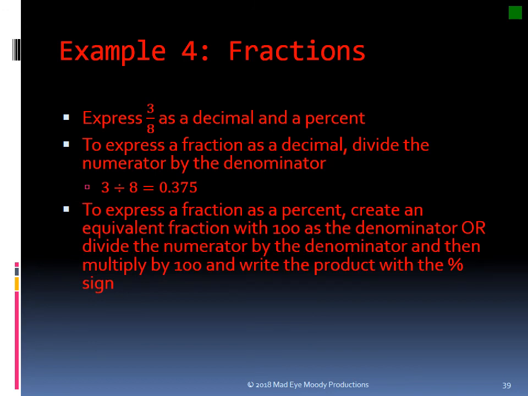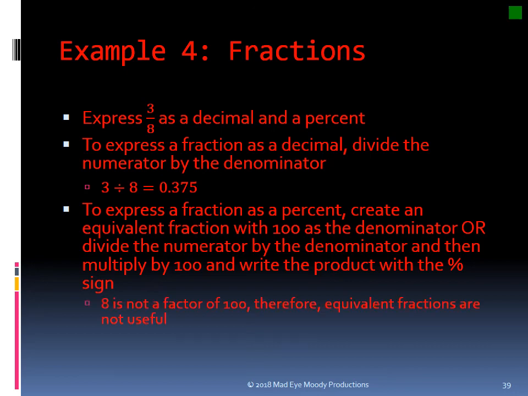To express a fraction as a percent, you have 2 choices. If your denominator is a factor or a multiple of 100, so 2, 4, 10, 20, 25, 50, 100, 200, 300, 400, then you can create an equivalent fraction with 100 as the denominator. If your denominator in your original fraction is not a factor or a multiple of 100, then you're going to want to divide the numerator by the denominator, which turns your fraction into a decimal, and then turn that decimal into a percent, which is multiplying by 100 and then writing the product with the percent sign.